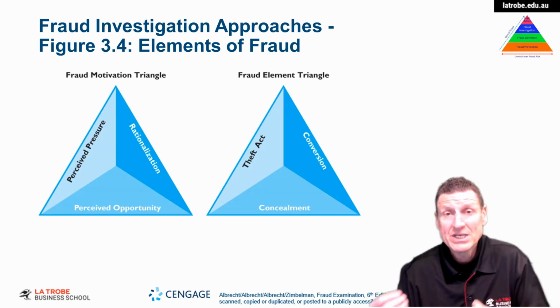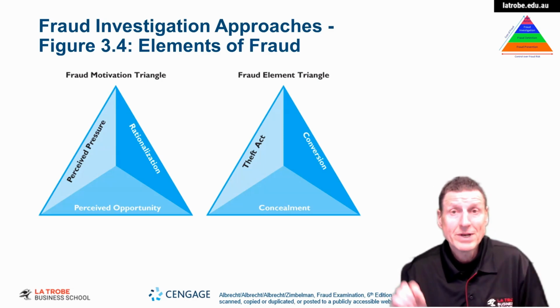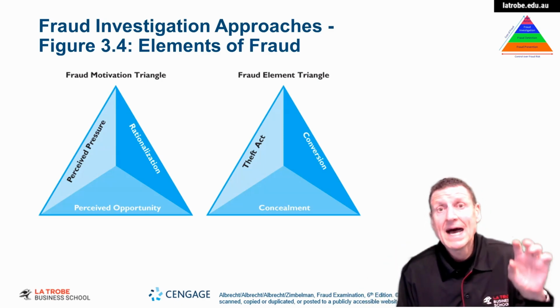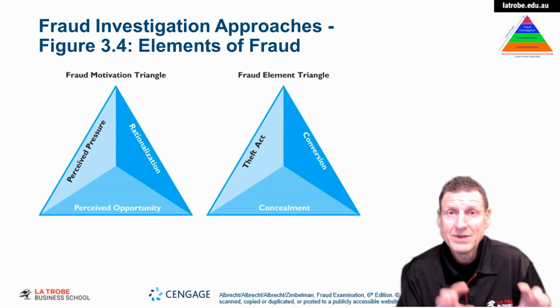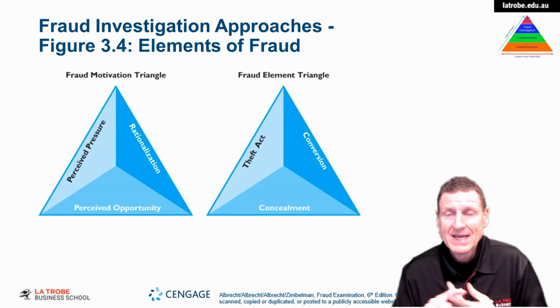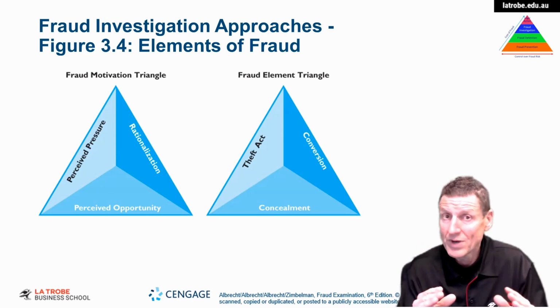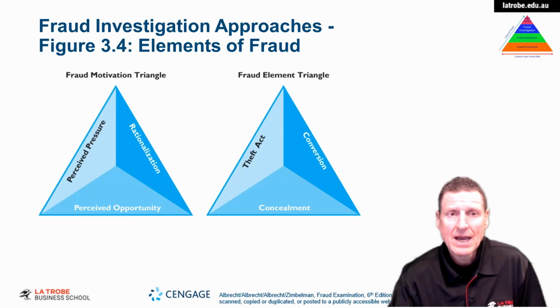And then finally, you need to want to be able to conceal that fraud, that is, hide it. Remember what I said in week 1, the difference between fraud and a bank robbery. Bank robberies are not fraud. Why? Because bank robberies are rarely concealed. The best frauds are concealed. They're hidden. They're done in a way that people don't notice them unless there's some detection measures in place, unless there's some fraud investigation being undertaken. So there's the fraud element triangle: the theft act, the conversion, and the concealment.